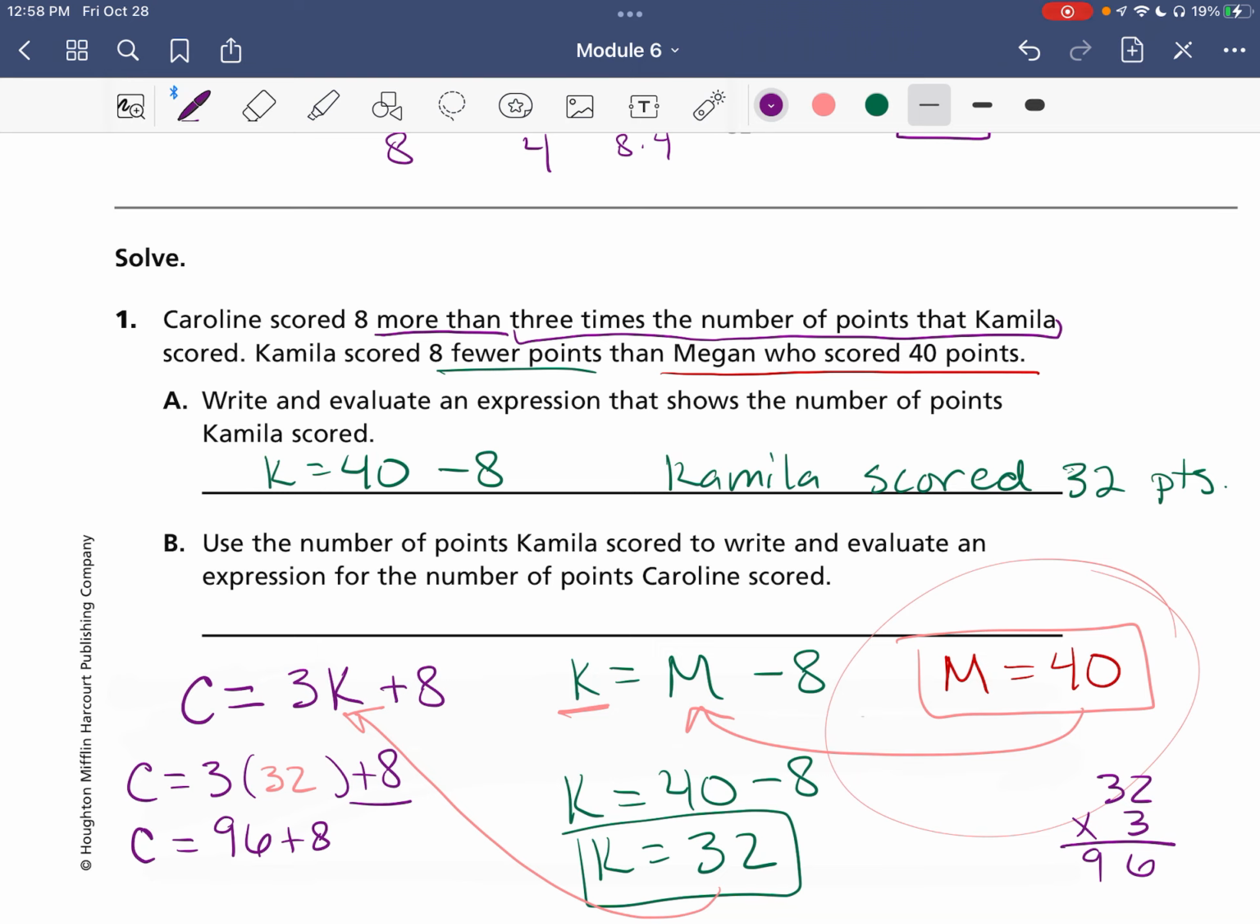So our expression here should be 3 times 32 plus 8. And that will get us a total of 104. So our answer would be: Caroline scored 104 points.